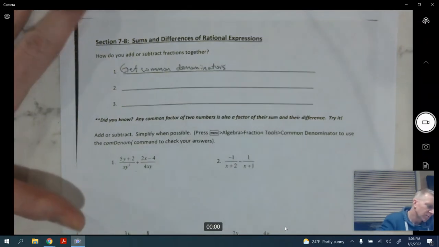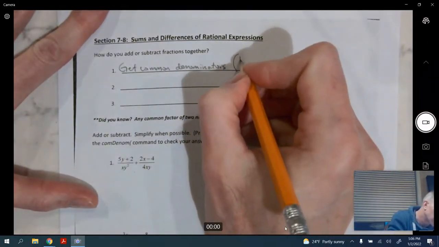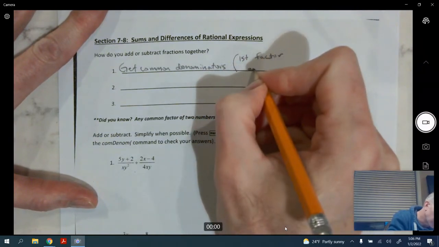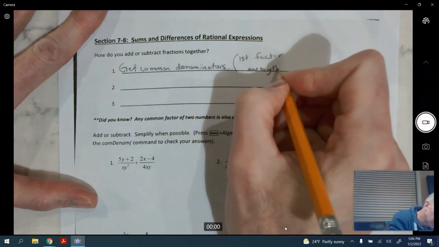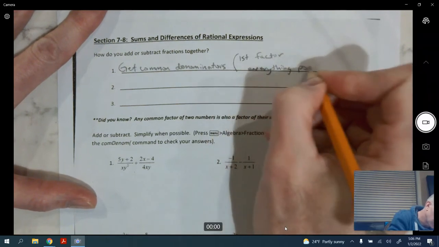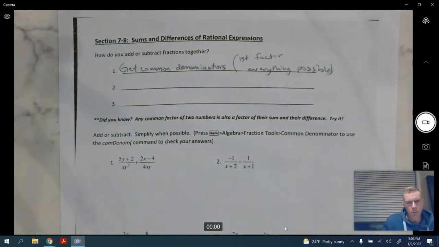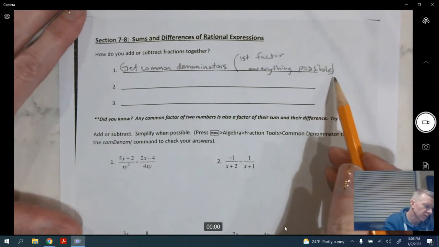Okay, and before we do that, we're going to first factor everything possible. Notice we did all that work at the beginning of this chapter on factoring, and it leads to this. It's going to make it easier to add and subtract these, find common denominators, and so on and so forth if we factor everything first.